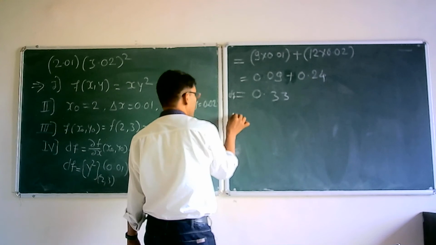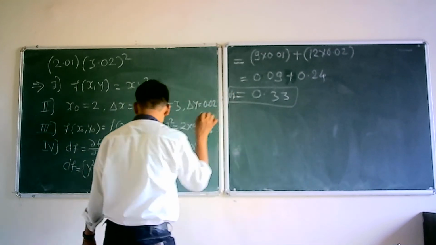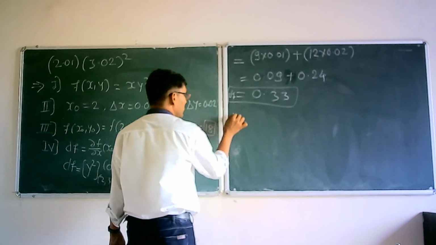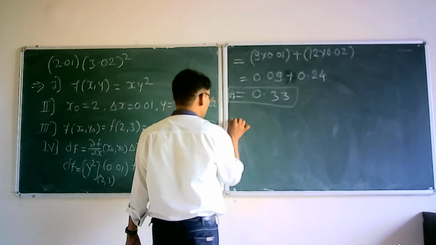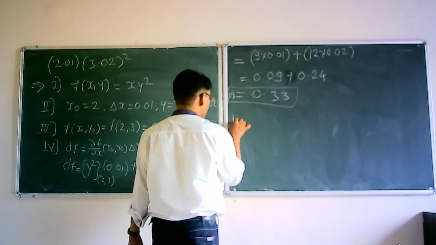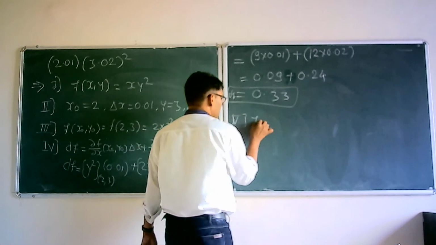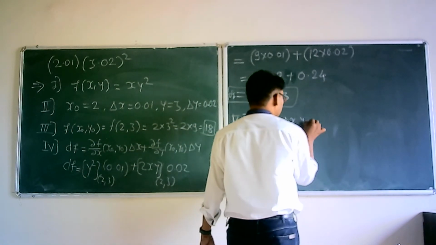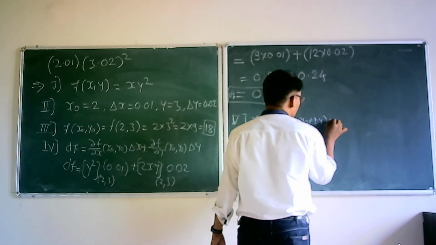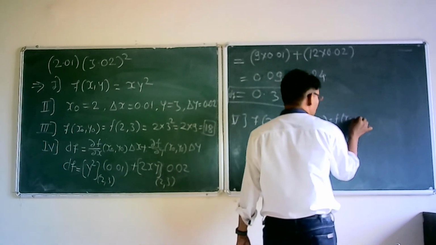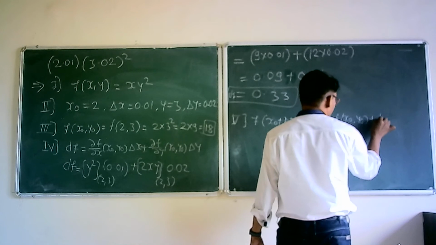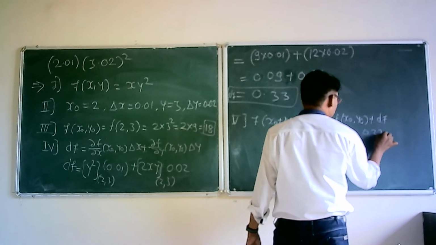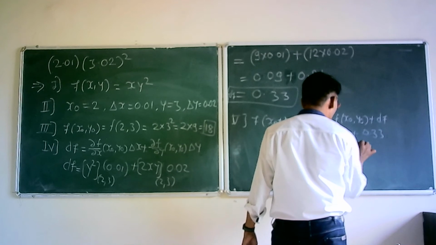Now last step, step number 5. This is df and here f of x0 y0 is 18. So f of x0 plus delta x, y0 plus delta y is equal to f of x0 y0 plus df. So it is equal to 18 plus 0.33. So the answer will be 18.33.